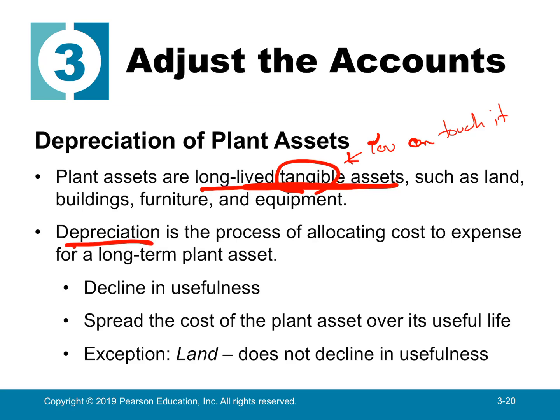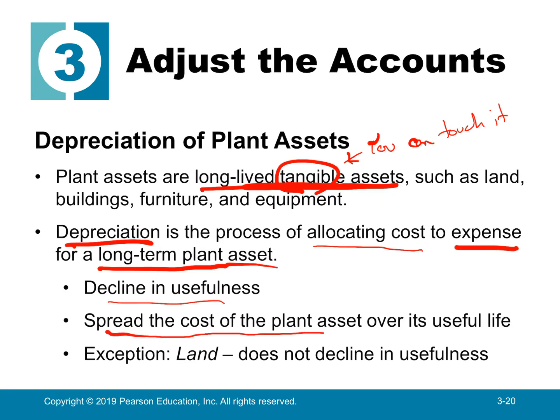So depreciation is how we allocate the cost to expense for a long-term plant asset. Why do we use depreciation? Well, property, plant, and equipment will usually decline in usefulness. We want to spread the cost of the asset over its useful life. This is important.